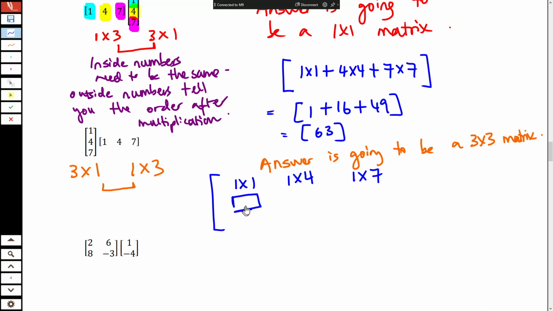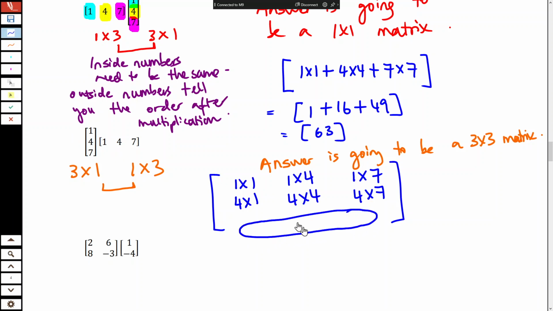Now I'm in the second row. If I'm in the second row, I need to use row 2 of the first matrix. This time, it's going to be 4 times 1, 4 times 4, 4 times 7. Now I'm in row 3. If I want the third row of my answer, I need to use the third row of the first matrix. So I'll end up with 7 times 1, 7 times 4, 7 times 7.